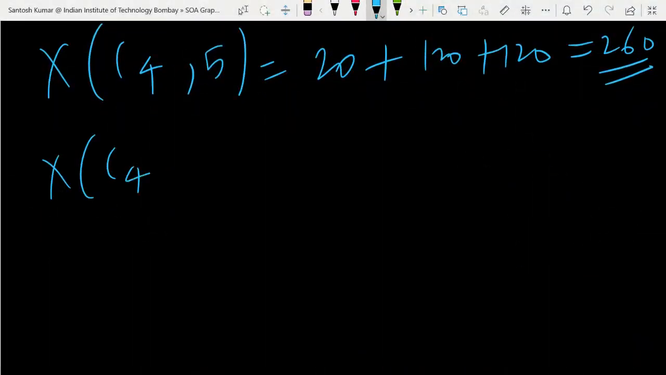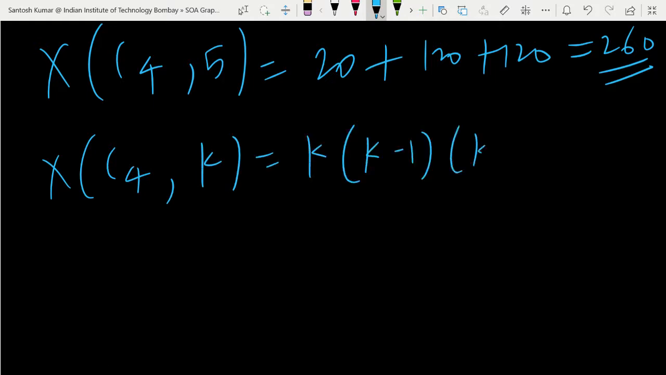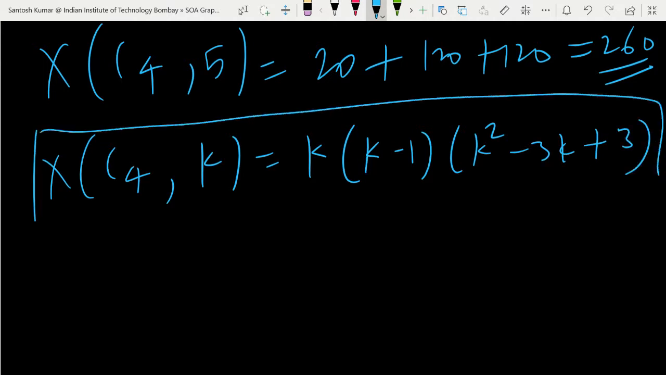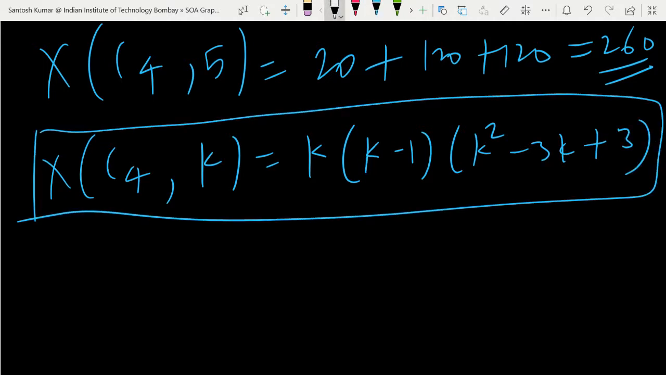I will derive this. So for C4 using K colors, the formula is K into K minus 1, K square minus 3K plus 3. So this is the formula for the proper coloring of C4 using K colors. K can be any natural number, more than one in fact.